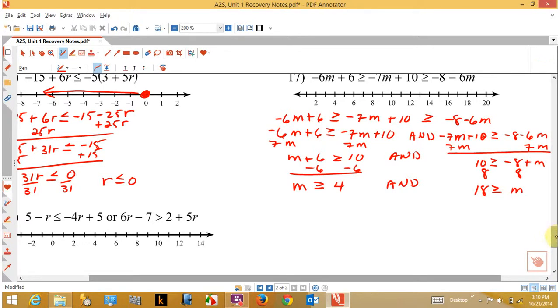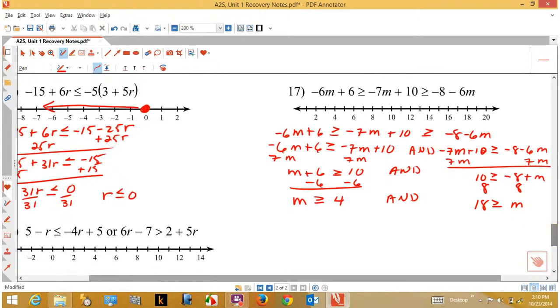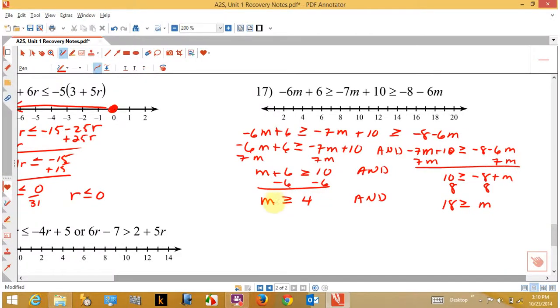It's an and, so I'm looking for the intersection. So m is greater than or equal to 4. That would be a closed dot at 4. Let's just put them above there. And I have m is less than or equal to 18. And since it's an and, the answer is the overlap. So that's what we actually want to put on the line, the end answer.